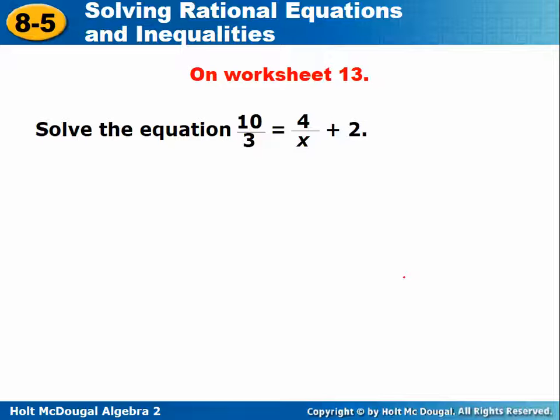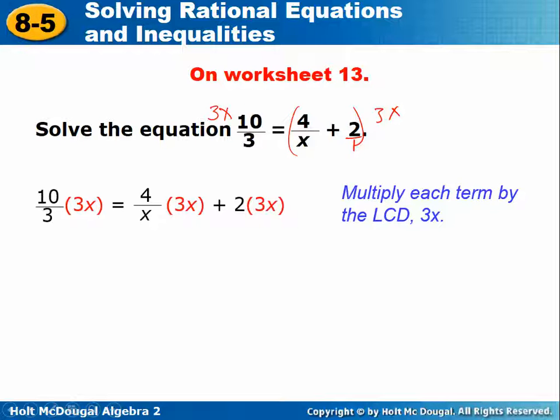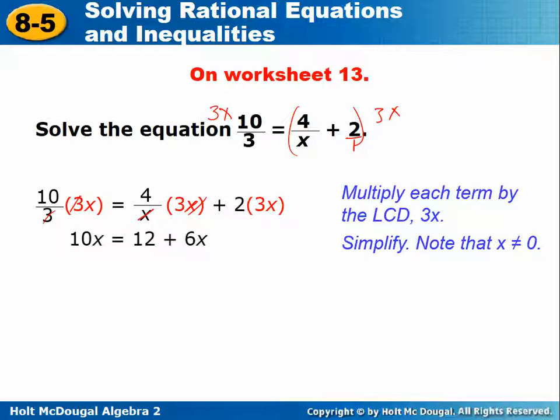Okay, here's one from your worksheet. We have 10 over 3 equals 4 over x plus 2. So our denominators are 3, x, and 1, and our common denominator will be 3x. We're going to start by multiplying both sides by the common denominator of 3x. When we do that, 10 over 3 times 3x, the 3's cancel, and I'm left with 10x. Here, the x's cancel, and I'll be left with 4 times 3 or 12. On the last one, nothing will cancel, and I'll have 6x. So 10x equals 12 plus 6x.